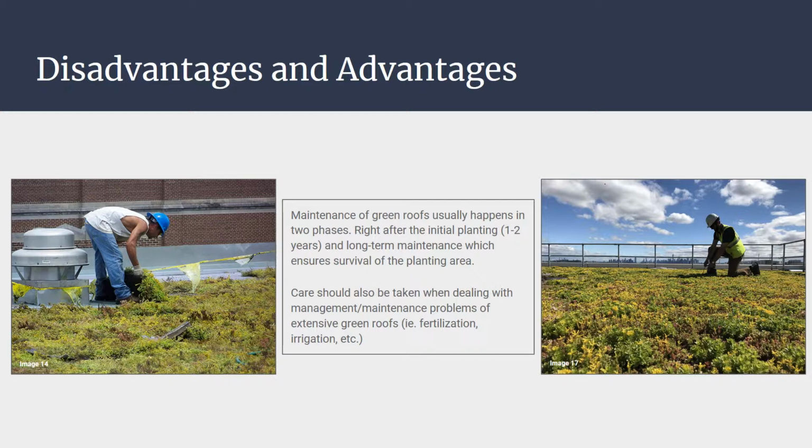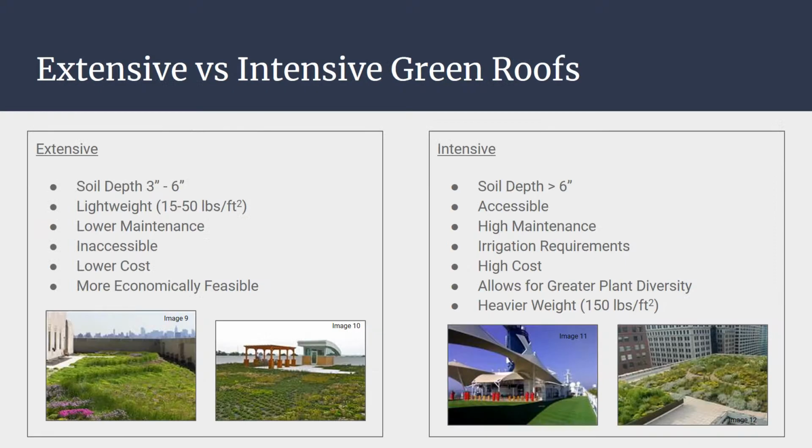But green roofs also have disadvantages. One of these is the costs associated with green roofs. So there's two main types of green roof systems. There's extensive and intensive green roofs. First, we'll talk about intensive green roofs.